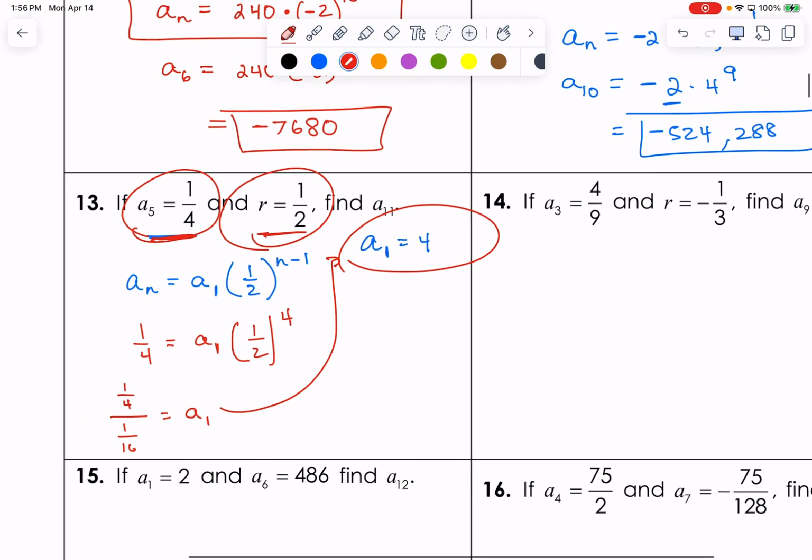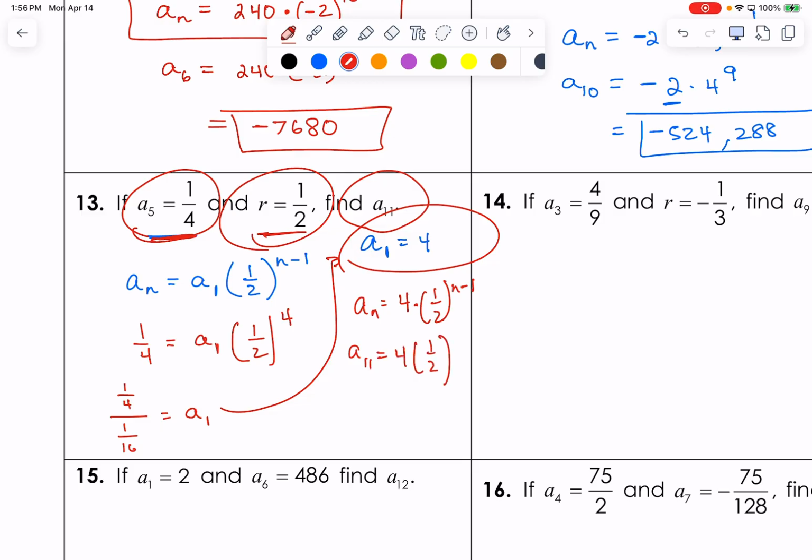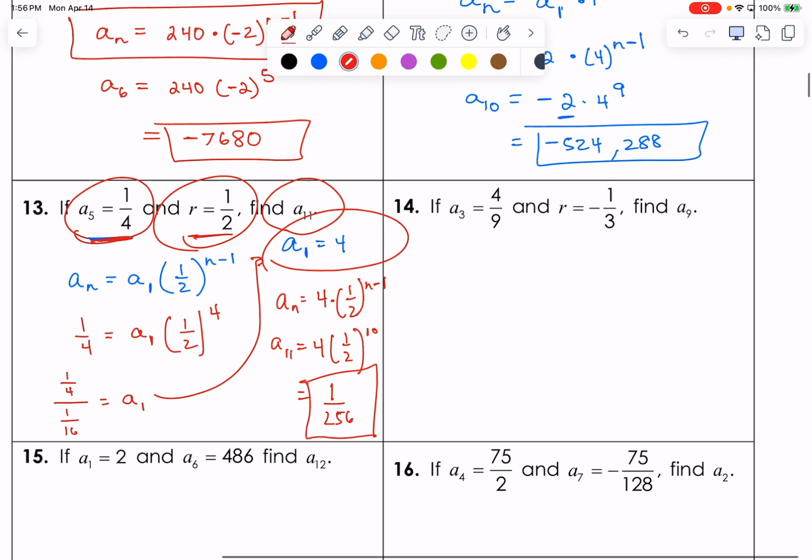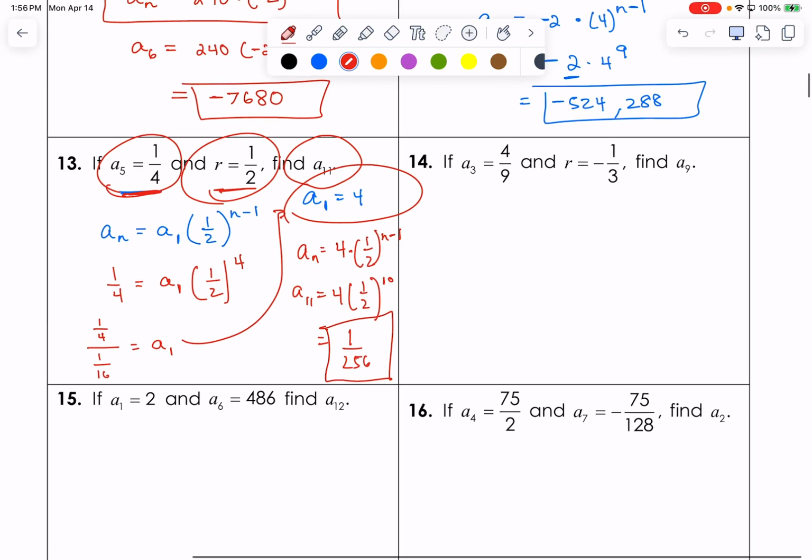So my equation then is a sub n is equal to 4 times 1/2 to the n minus 1 power. Then if you want to find the 11th term, it would be 4 times 1/2 to the 10th power, which would end up being 1 over 256, I believe. Let's go.